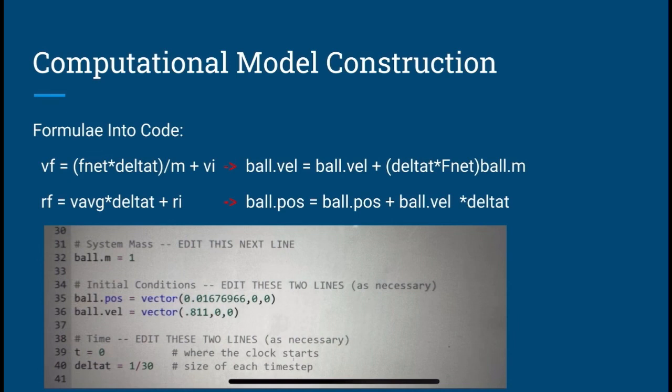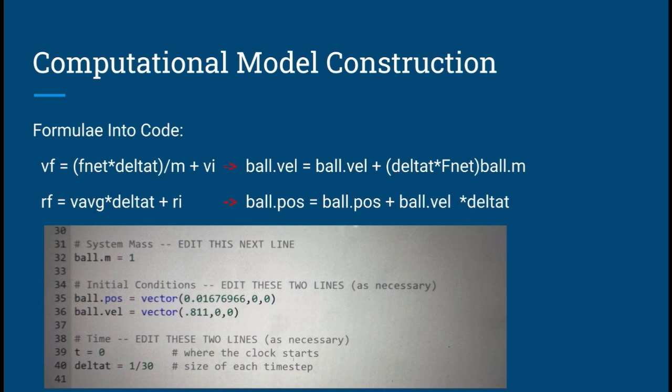So now we'll get into the computational model construction. So here's where those two formulas used in Newton's second law pop up, and we can apply actual physics into the code. So I left the ball's mass at 1 because the mass is sort of negligible, because F net equals mass times acceleration.